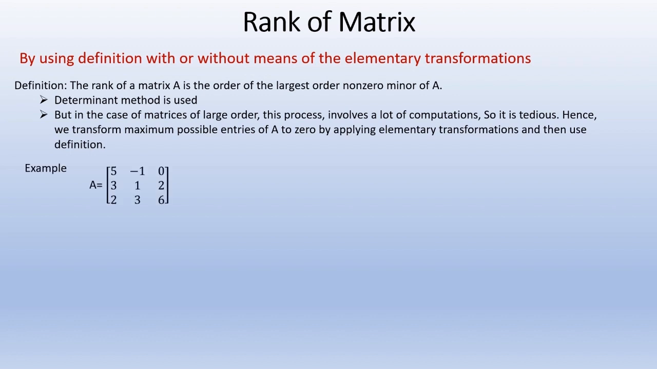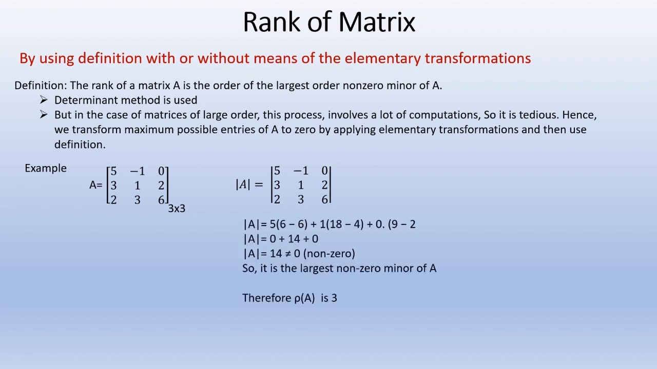Example. A is a matrix, 3 rows 3 columns, hence it is of order 3 by 3. Determinant method से solve करेंगे. Determinant of matrix A is equal to 5 times (6 minus 6) plus 1 times (18 minus 4) plus 0 times (9 minus 2). This is equal to 14, which is non-zero. So, it is the largest non-zero minor of A. Therefore, rank of matrix A is 3.